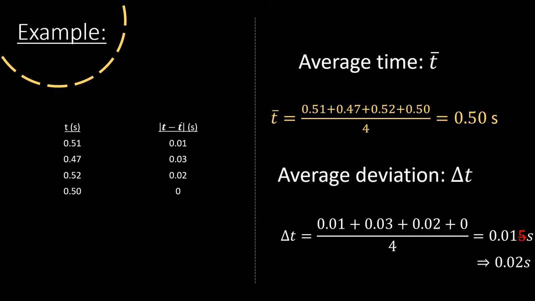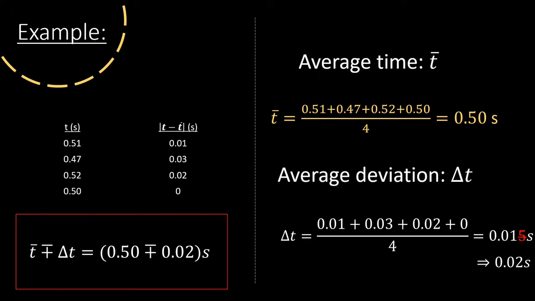Now, once I get these two numbers, the average time and the average deviation, which is delta t, then I can write down my result as t average plus or minus delta t. In other words, t average is 0.50 plus or minus 0.02, and the whole thing has a unit of second. This is how you can report your answer to indicate the average and the uncertainty in that average.